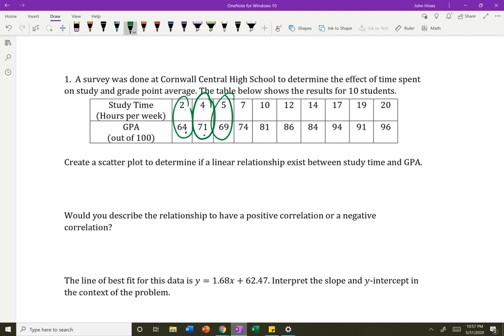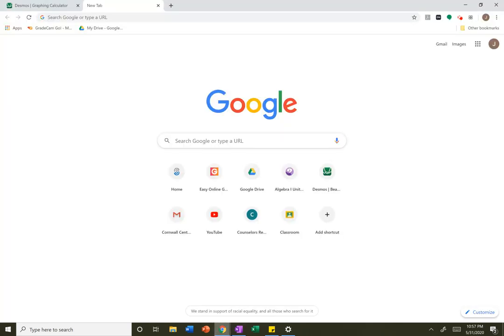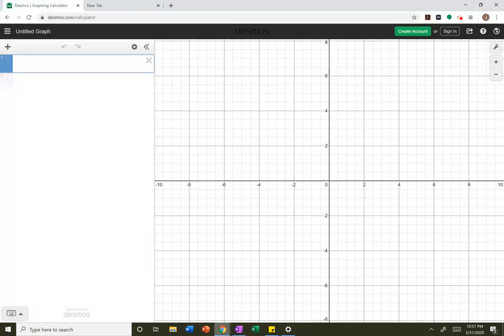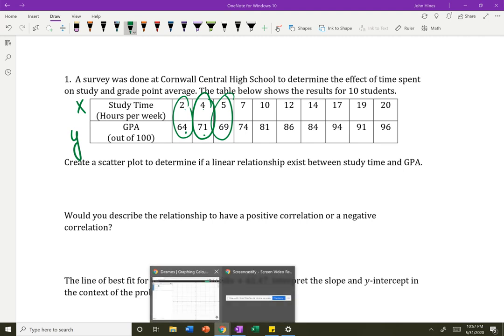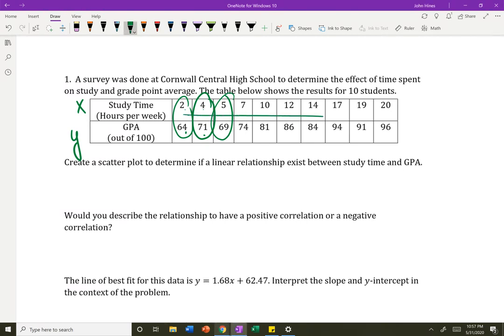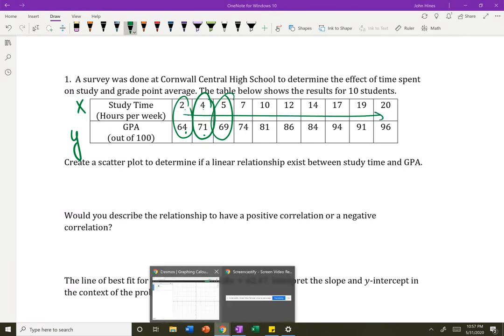On Desmos, when we go to type this in, you're going to go to Desmos, which I already have up, like we did last week, and you're going to hit this plus sign. We're going to add in a table of values. So I'd say study time is X. That's my input. How many hours did you study? And the output is your average.